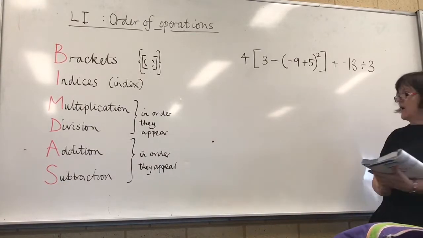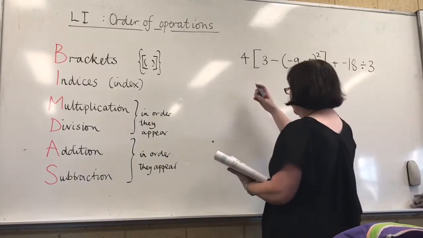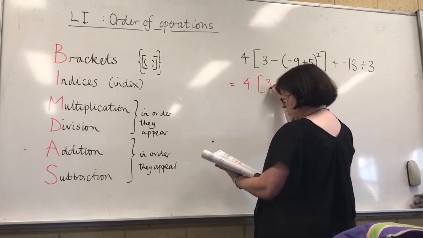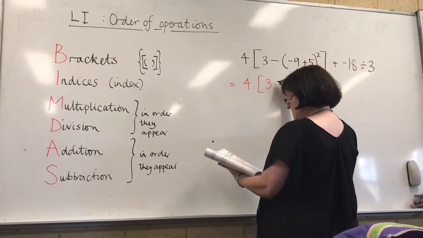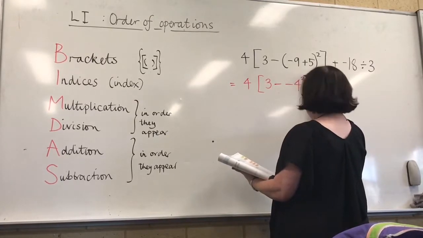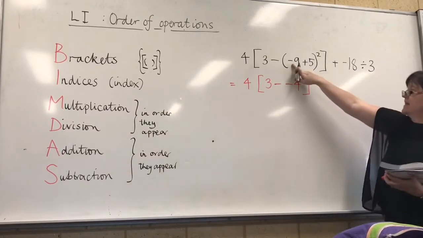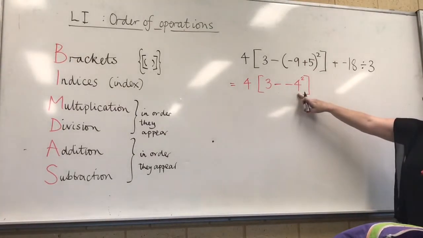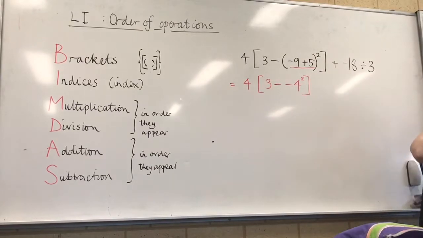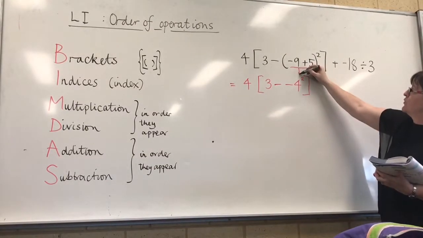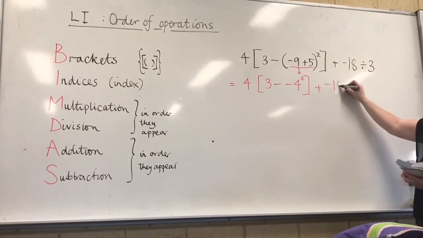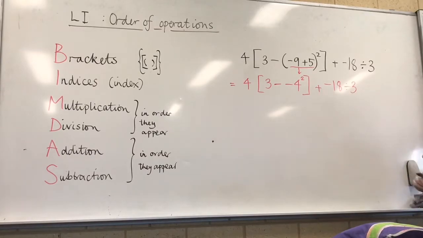So our next line of working would look like this, okay? We would have 4 outside the bracket still. The 3 wouldn't change. And then we would have take negative 4 squared. Okay? Because negative 9 add 5 is negative 4. And then obviously it has to be squared. So you do that bit first, which gives you negative 4 squared. Okay? Then you would add the negative 18 divided by 3 again.